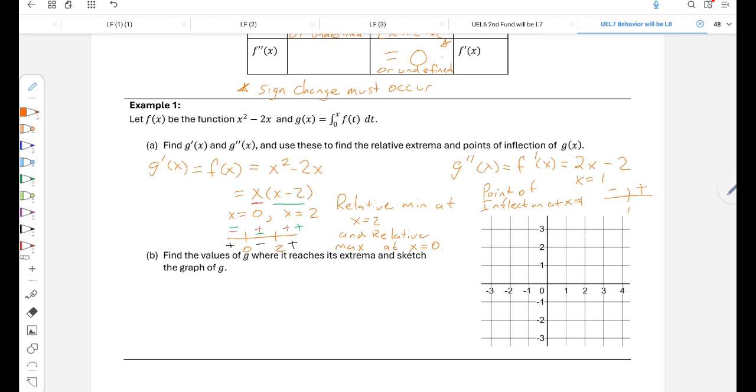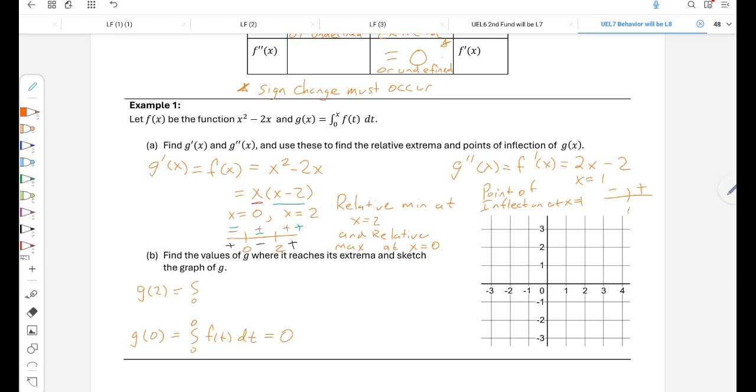All right, so I want to find the values of G where it reaches the extrema and sketch the graph of G. So I actually want to know what the G of 2 is and the G of 0 is. G of 0 is easy. It is the integral from 0 to 0 of f of t dt, which is just 0.